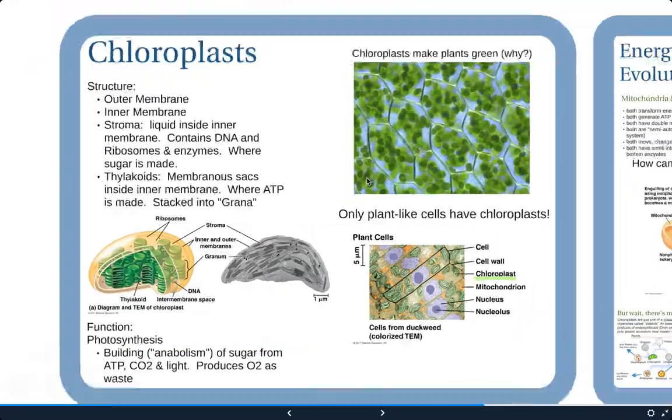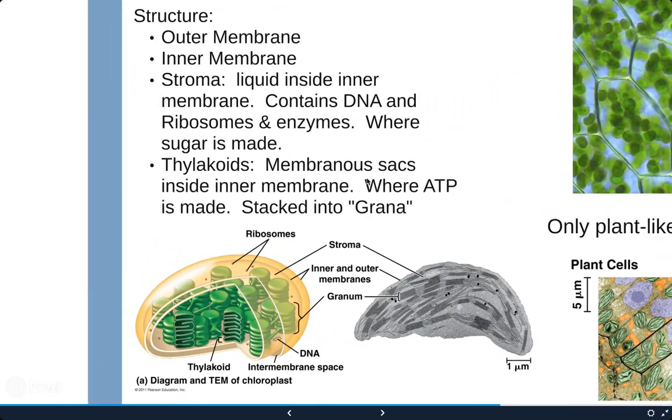All right, and then we're going to talk about chloroplasts. Chloroplasts also, like the mitochondria, have an inner and outer membrane. Inside, they have a liquid that's called stroma, and the liquid includes the DNA, which again is weird, right? The mitochondria had DNA in it, and chloroplasts have DNA in them. That's weird because our DNA is stored in our nucleus. Why does the mitochondria have DNA? Why does the chloroplast have DNA? So that's important evidence. It also contains ribosomes and enzymes, and it's where the sugar is made. So remember that during photosynthesis, which happens in chloroplasts, we're making sugar.